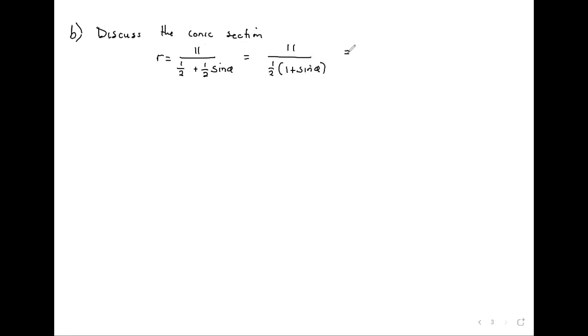Then push this guy up. So you have 11 over half over 1 plus sine theta. But that is just the same as 22 over 1 plus sine theta. Then now you know it's a plus. So if it's a plus, what happens?